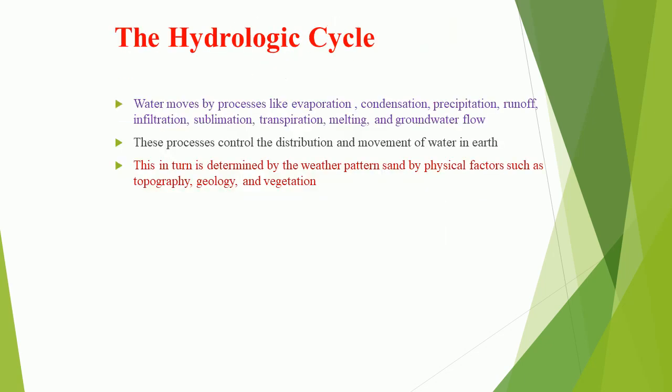Water moves by processes like evaporation, condensation, precipitation, runoff, infiltration, sublimation, transpiration, melting, and groundwater flow. These processes control the distribution and movement of water in Earth. This in turn is determined by the weather patterns and by physical factors such as topography, geology, and vegetation.